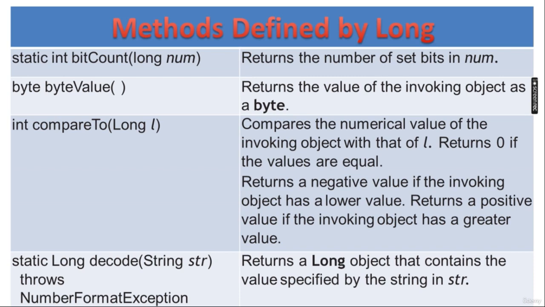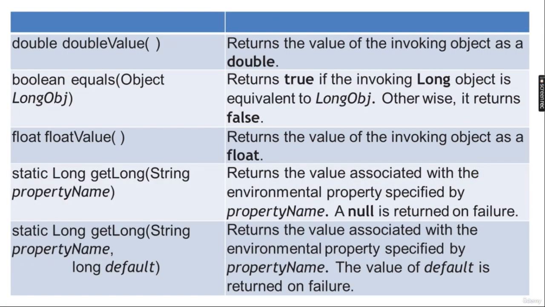Static Long decode(String str) throws NumberFormatException returns a Long object that contains the value specified by the string in str. Okay, so now doubleValue returns the value of the invoking object as a double. boolean equals(Object longObj) returns true if the invoking Long object is equivalent to longObj, otherwise it returns false. floatValue returns the value of the invoking object as a float.